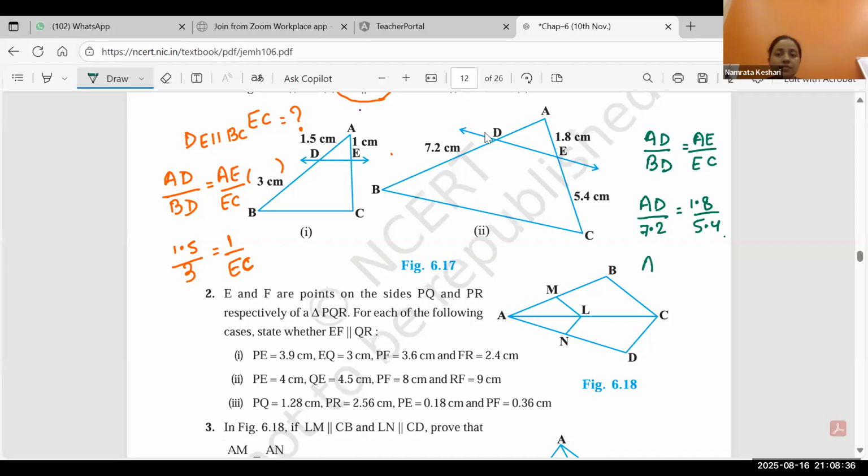AD is equals to this 7.2 will go to the other side and will get multiplied like this. If you want, you can leave that 5.4 over there, okay? Because we need to find AD. Now the numerator is demanding 10 into 10 and the denominator is demanding 10. Why? Are you getting why? Yes.